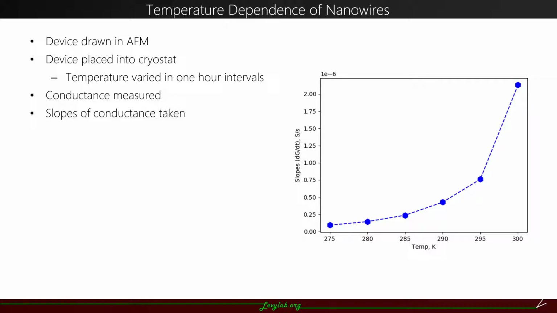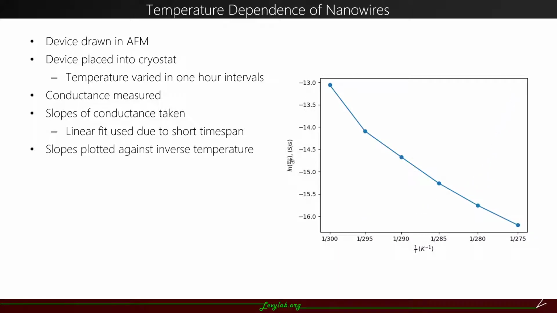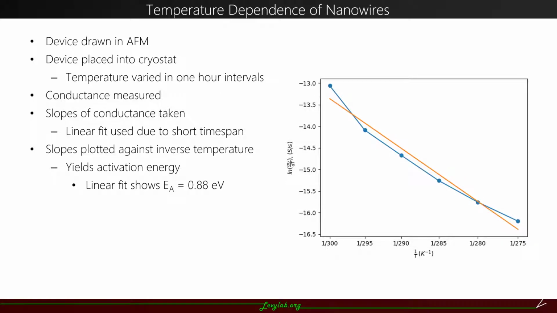And by themselves, these slopes aren't terribly useful, but we see that it's largely exponential. So we tried plotting the natural log of these slopes against the inverse of temperature in an Arrhenius plot. Now, the nice thing about an Arrhenius plot is that when we take a linear fit of this line, it yields an activation energy for the decay function, and that is 0.88 eV.